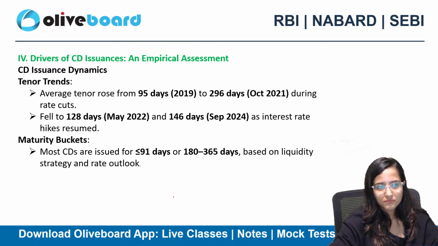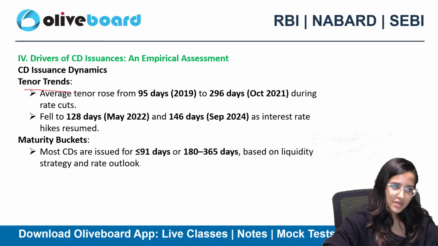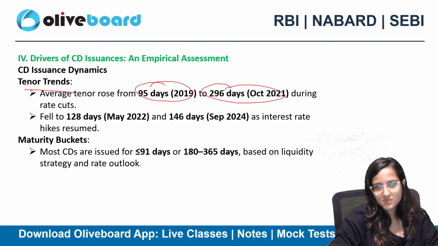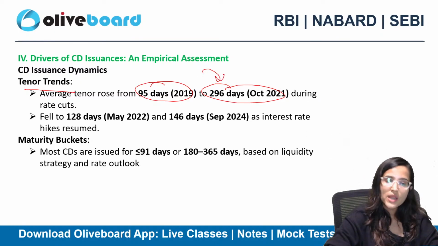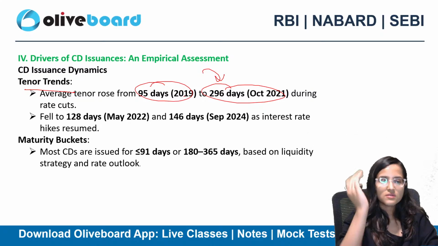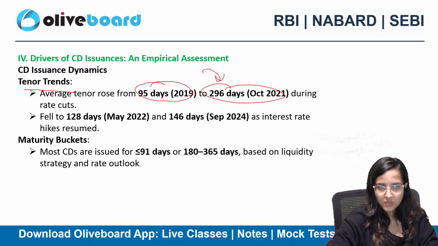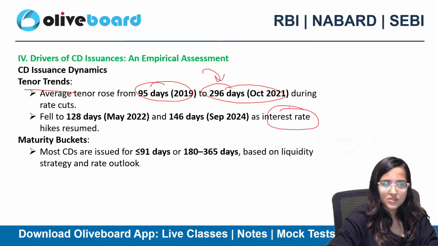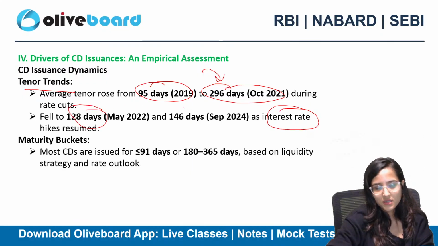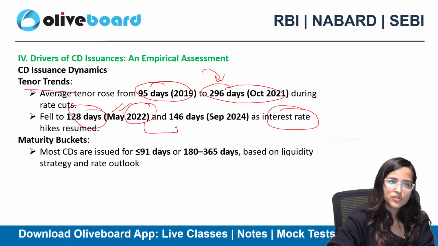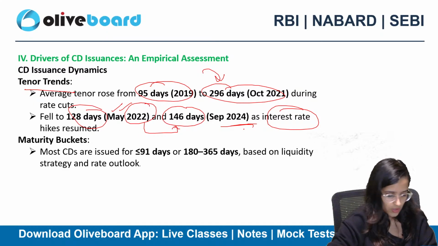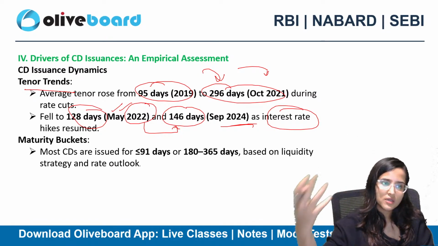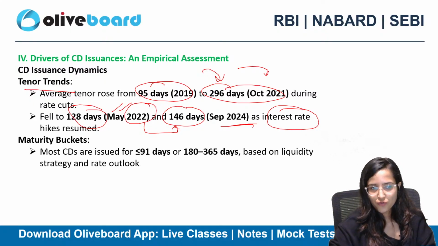And when we see the tenor trends, the average tenor rose from 95 days to 296 days during the rate cuts. So for as long as 296 days, these certificate of deposits are being issued. And as interest rate hikes resume, it reduced to 128 days in 2022 and increased to 146 days in September 2024. So we've seen basically an increase in the time frame for how many days you are issuing the certificate of deposit.